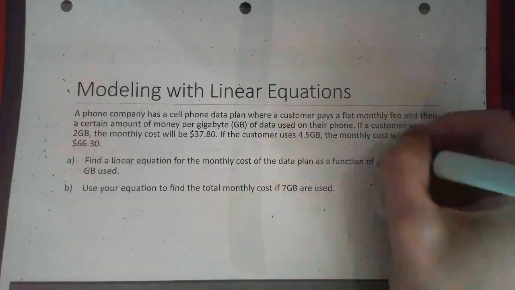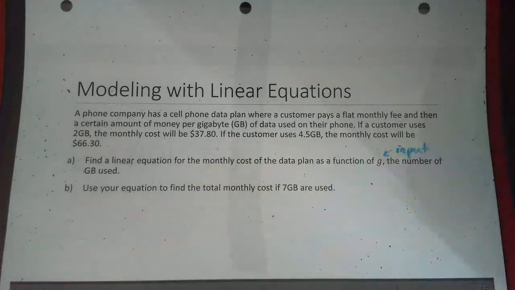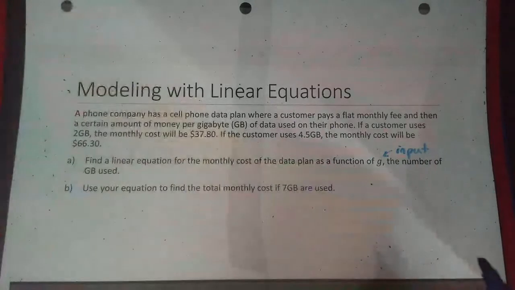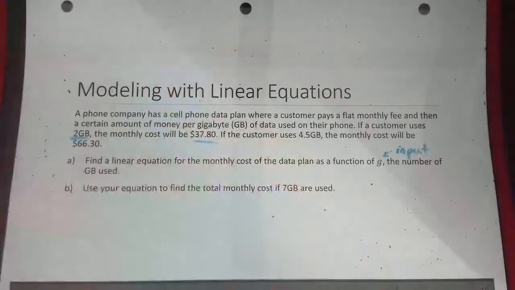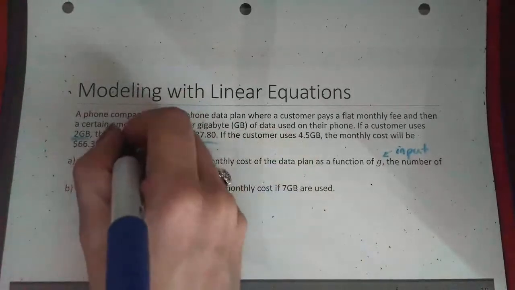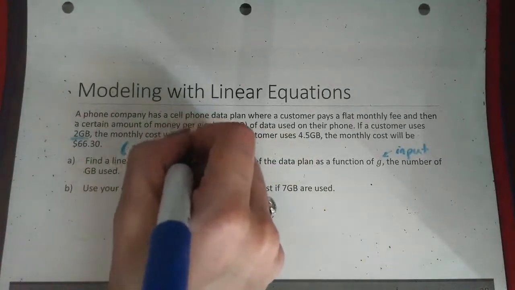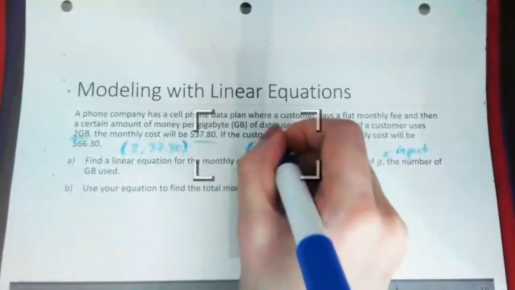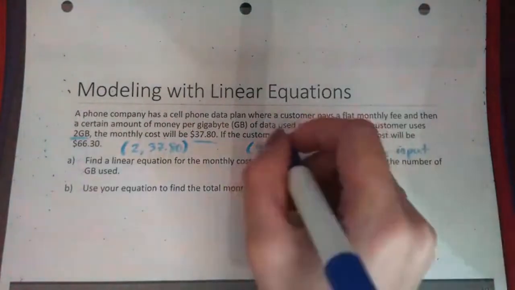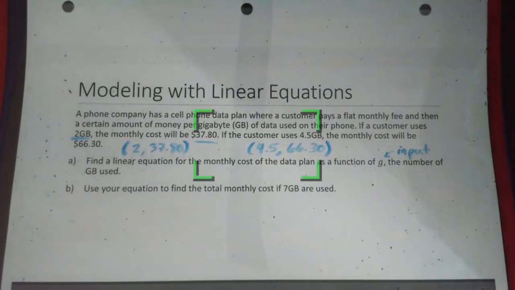So we want this to be a function of g. So this g is going to be our input. So normally where we put an x, it's going to be this g value. So they gave us a couple pieces of information. When we use 2 gigabytes, the cost will be $37.80. So that can be represented by the ordered pair (2, 37.80). We also know if the customer uses 4.5 gigabytes, then the monthly cost will be $66.30. So that's nice because we have 2 points.